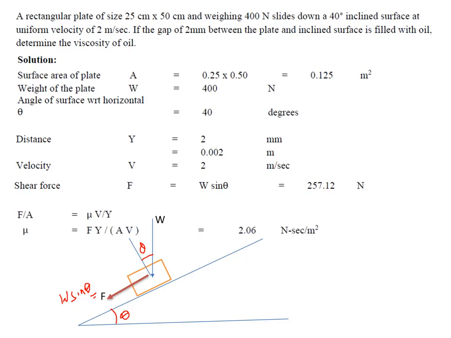Therefore, as I told you, shear stress is mu times dV by dY, and dV by dY can be written as V by Y. So mu is nothing but F into Y divided by A into V. Substitute the value of force, now not W but W sin theta, which is 257.12, into Y, which is 0.002, divided by the area 0.125 and divided by velocity, which is 2 meters per second. Therefore the dynamic viscosity is 2.06 newton second per meter square.